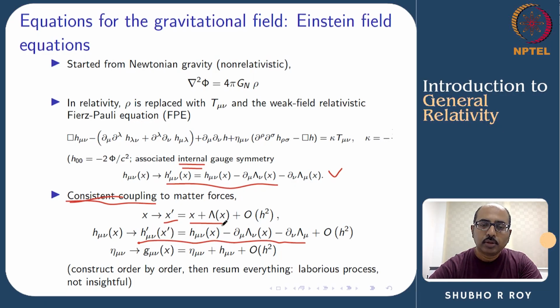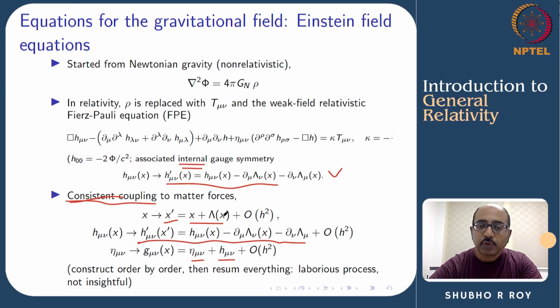Okay, so consistent coupling to matter forces the symmetry to be converted into a space-time symmetry, a space-time gauge symmetry, and it also forces us to consider the metric of space-time to be not Minkowski, but Minkowski plus some perturbation, which is caused by the gravitational field H mu nu, the Fierz-Pauli field.